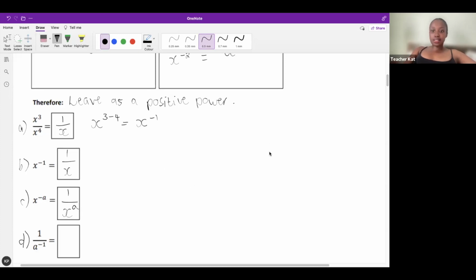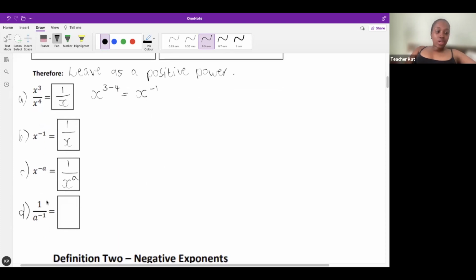Nice, guys. Beautiful. And then my last one, number D, we have 1 over a to the power of -1. Now, it's already in my denominator. I have to move it to the numerator. So then what will it become? Just a. All right. Do we understand this concept, guys?